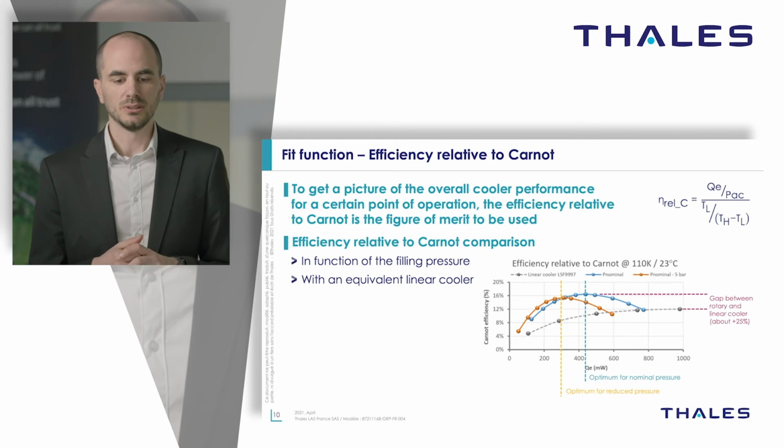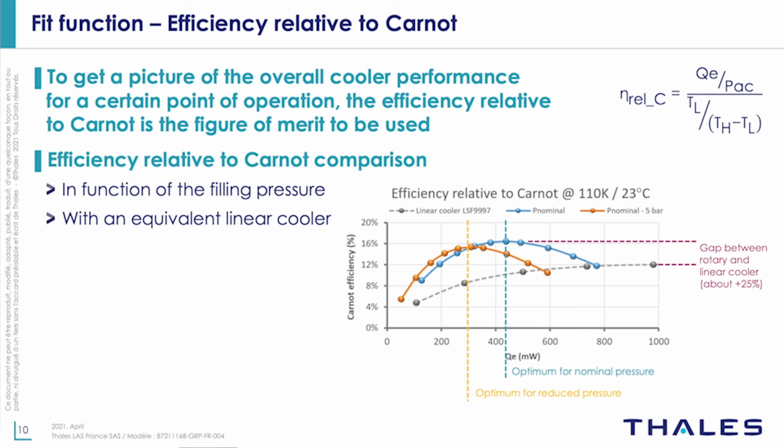If we check the efficiency relative to Carnot, we can see that there is a maximum efficiency at one point. If we check this efficiency as a function of the other parameter, for instance the filling pressure, we can see that the maximum is not at the same place. In the end, we use the fit function to define the filling pressure, in order to have the cooler running at the good point and at the maximum efficiency.